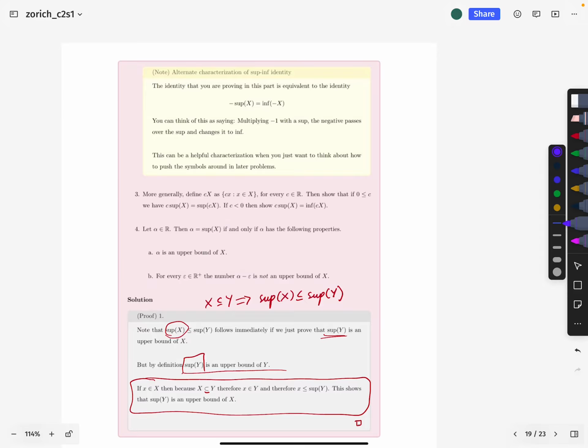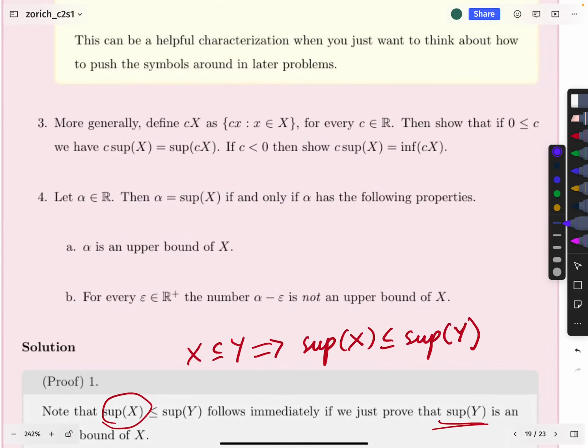Welcome to the next video in the Real Analysis video series. In this video we are completing the exercises that we partially completed in the previous video.